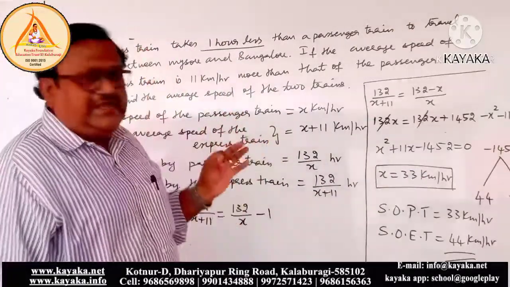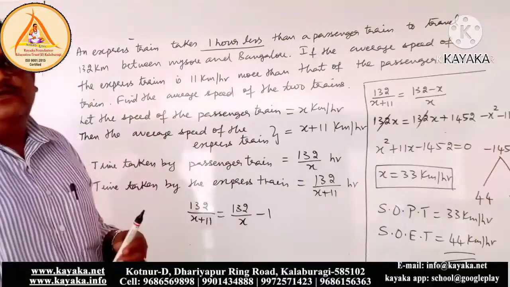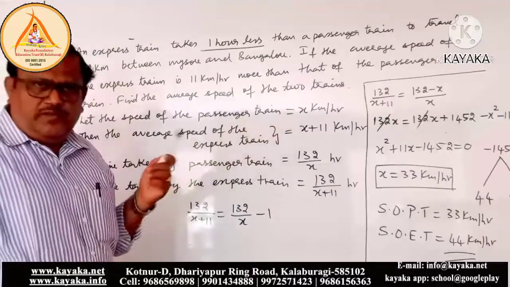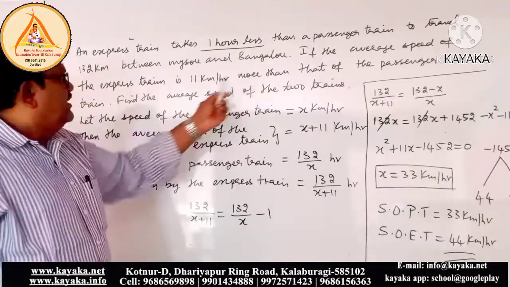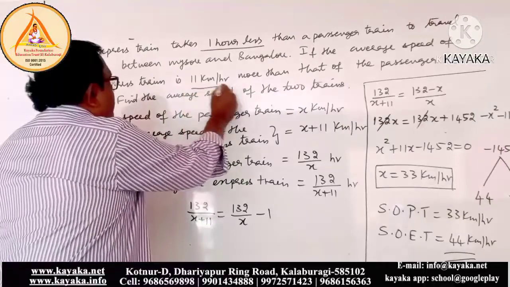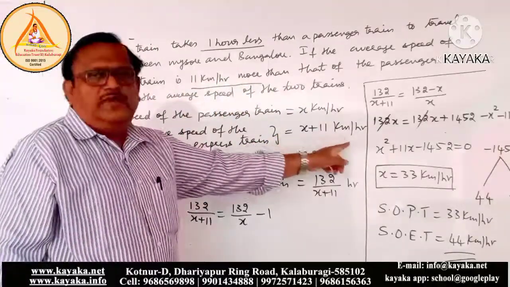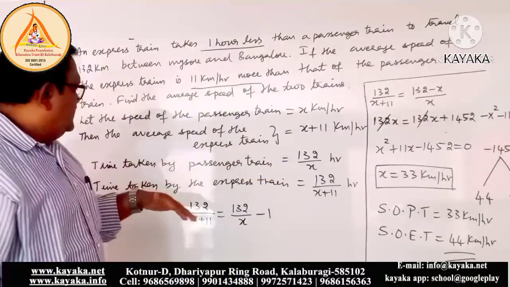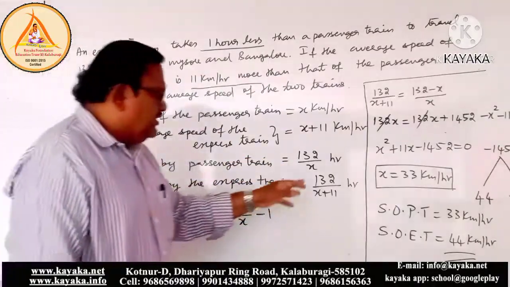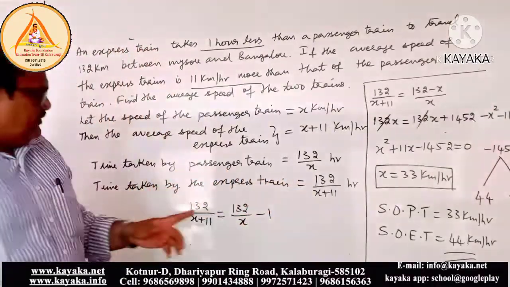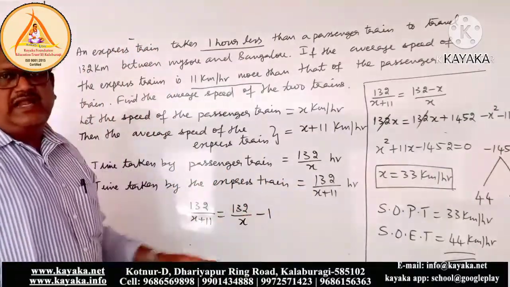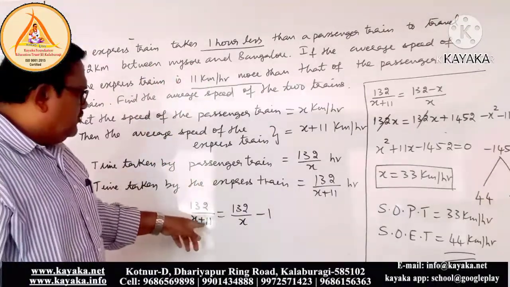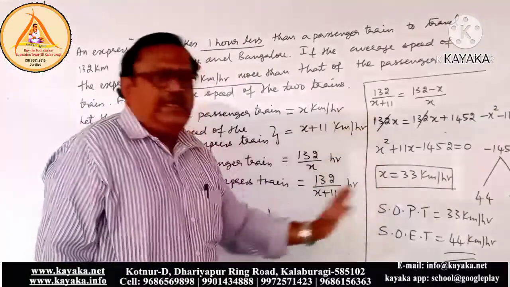Okay, dear children, this is a very important problem. Once again I will tell you. After reading the problem, first we assume that the speed of the passenger train is x km per hour. The difference in speed is already given. It is 11 km per hour more. Therefore, x plus 11 km per hour. Next, the time taken by the passenger train is 132 by x. Time taken by the express train is 132 divided by x plus 11. Next, finally, we go for the condition: it takes 1 hour less. Therefore, 132 by x minus 132 by x plus 11 equals 1; take the LCM and you will get the answer.